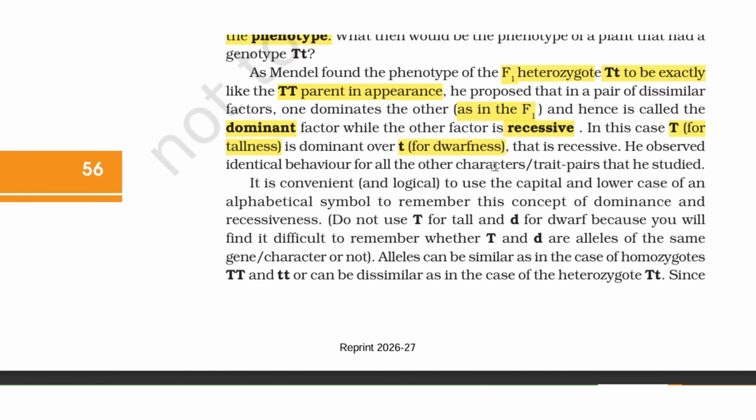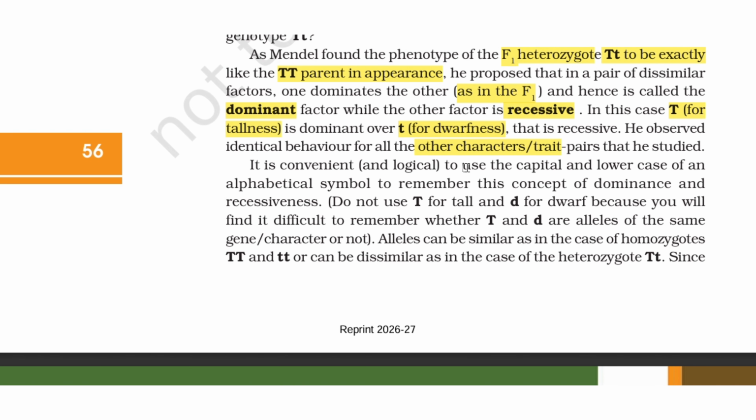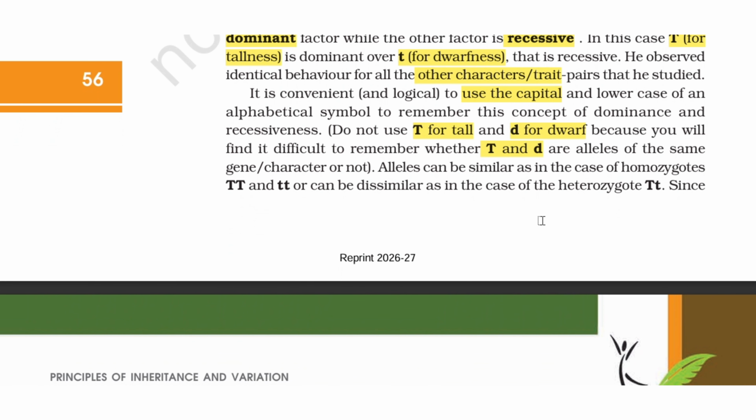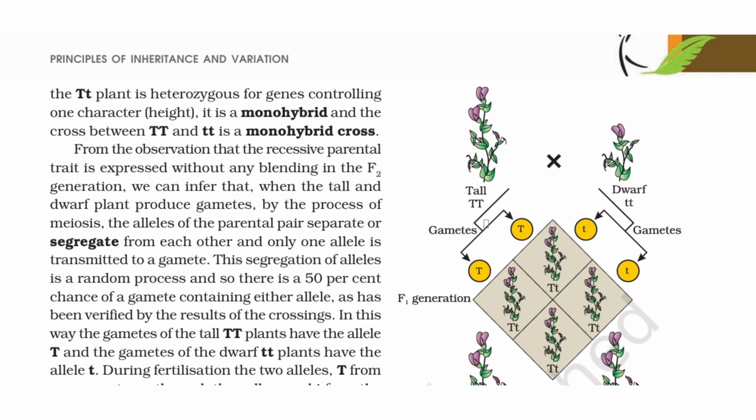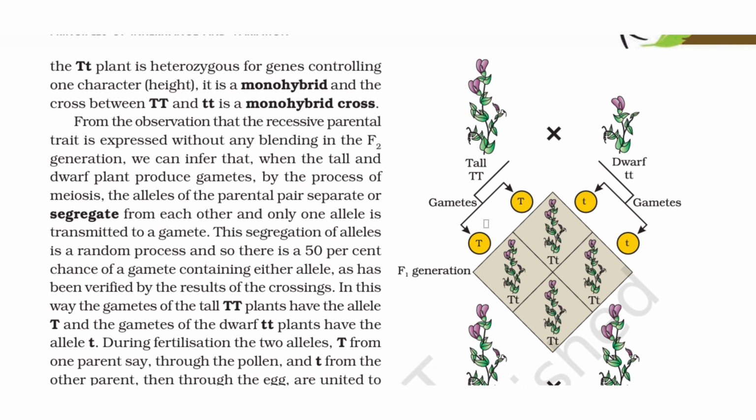It is convenient and logical to use the capital and lower case of an alphabetical symbol to remember this concept of dominance and recessiveness. Do not use T for tall and D for dwarf because you will find it difficult to remember whether T and D are alleles of the same gene character or not. Alleles can be similar as in the case of homozygotes TT and tt or can be dissimilar as in the case of the heterozygote Tt. Since the Tt plant is heterozygous for genes controlling one character, height, it is a monohybrid and the cross between TT and tt is a monohybrid cross.